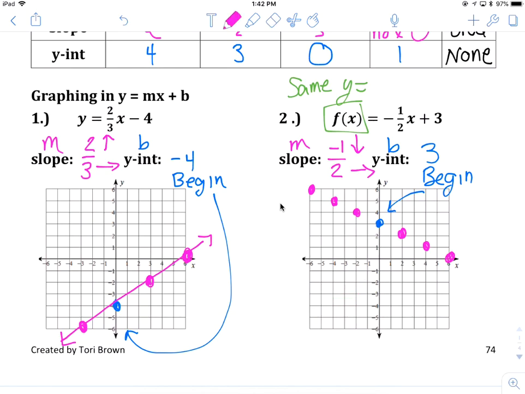Make sure you go all the way across with as many dots that will fit. Make your line straight and put arrows on both sides. Okay? When you're done with this page, go ahead and flip it.